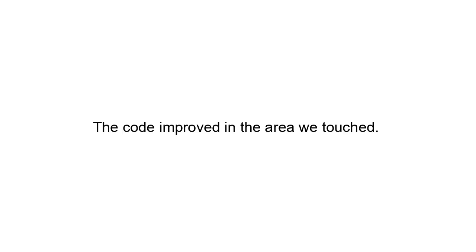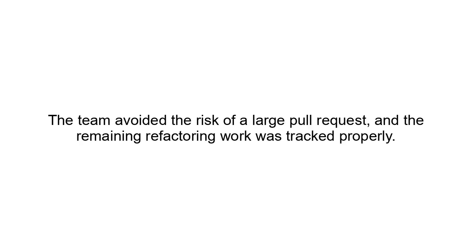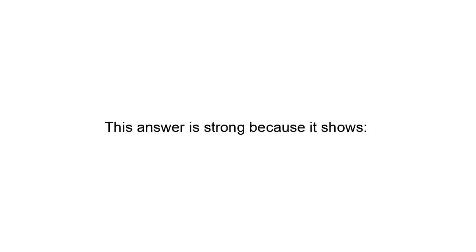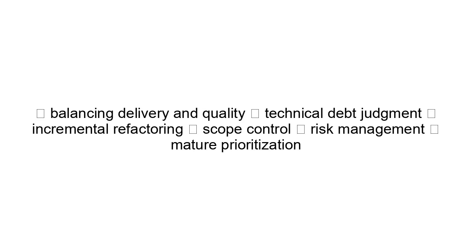Result: the feature was delivered on time. The code improved in the area we touched. The team avoided the risk of a large pull request, and the remaining refactoring work was tracked properly. Why this answer works? This answer is strong because it shows balancing delivery and quality, technical debt judgment, incremental refactoring, scope control, risk management, mature prioritization.